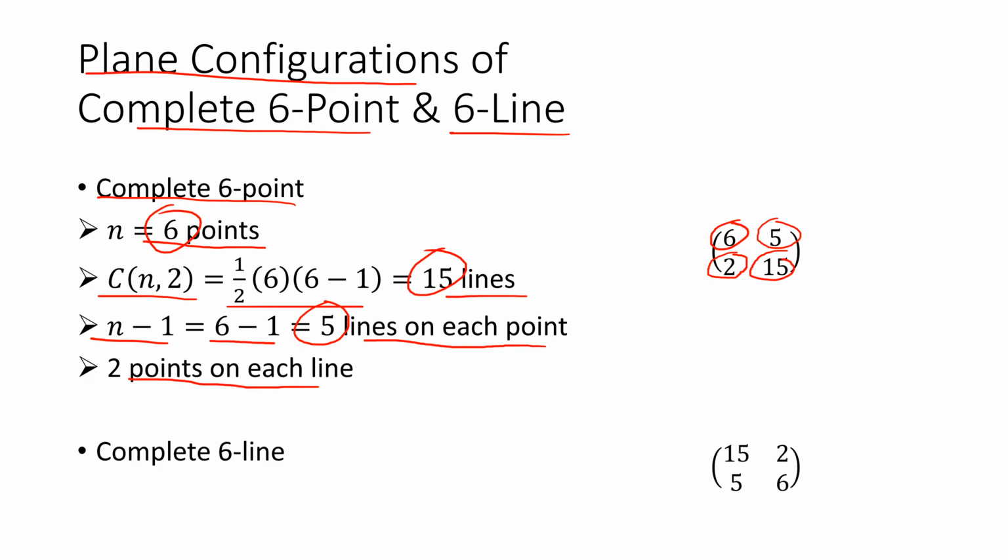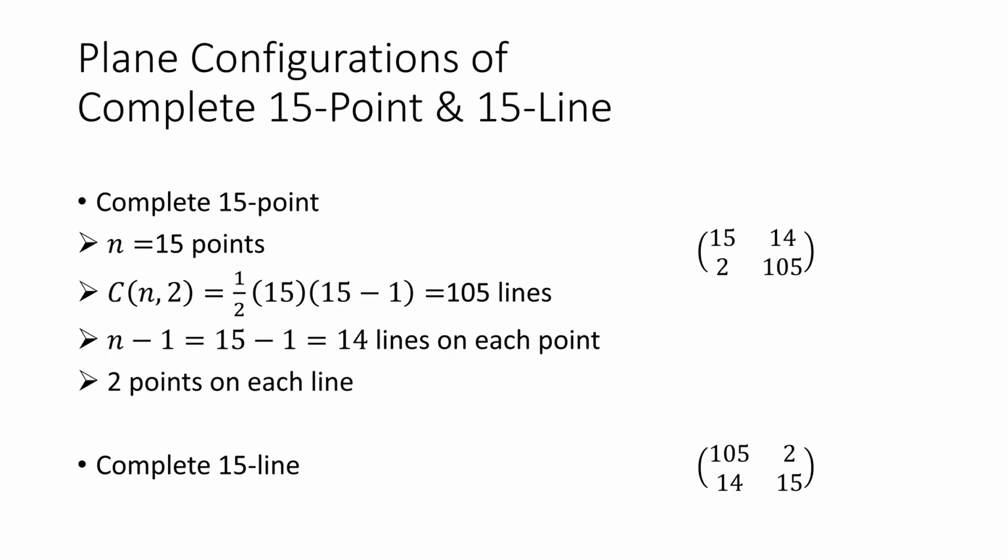For the plane configuration of a complete 6 line, we can simply interchange the numbers in each diagonal. So first we have 6 and 15. Therefore, we have 15 and 6 for the complete 6 line. Then with this 2 and 5, we have here 5 and 2.